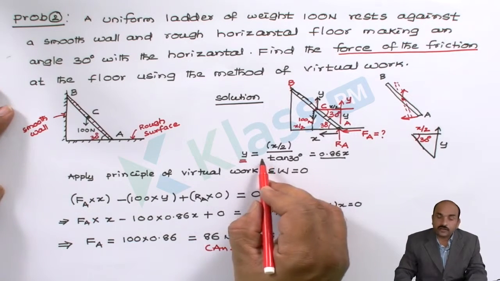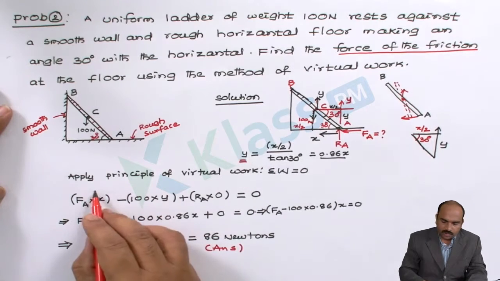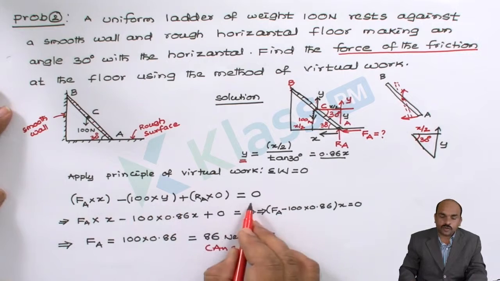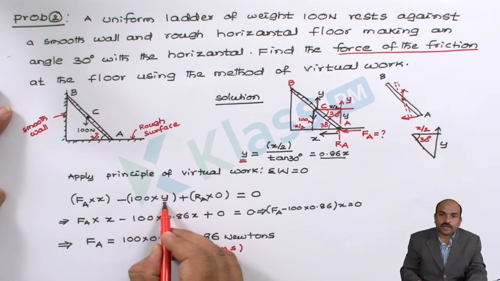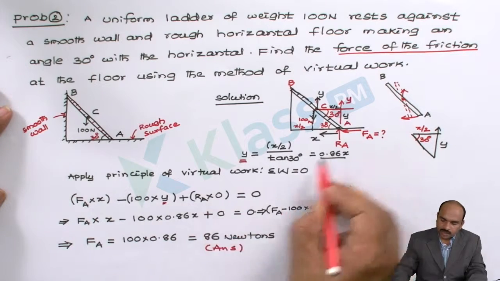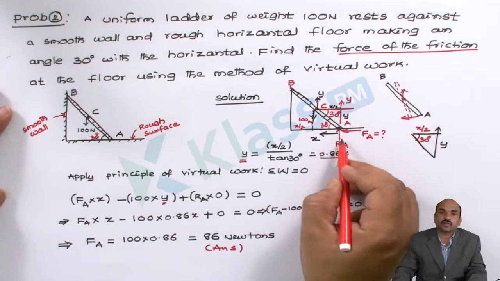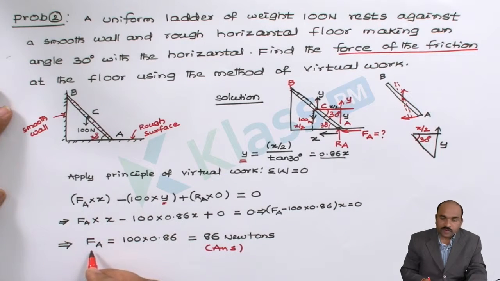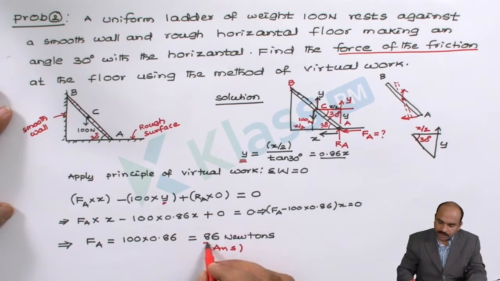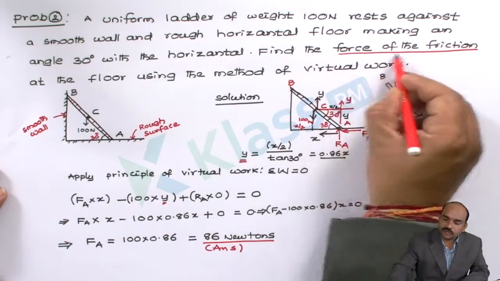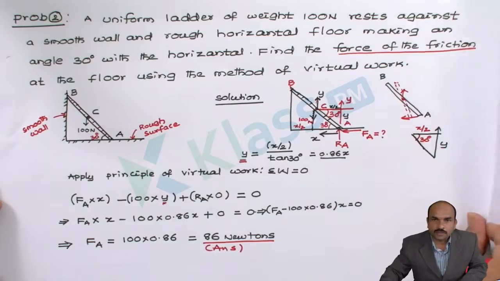From that I have written this equation, and by using the virtual work principle I am writing the work done for each and every force. In place of y I substitute y equal to 0.86x, and RA is multiplied by 0 because there is no displacement at point A. Simplifying this equation, I am getting the frictional force FA as 86 newtons. So this is the required answer. He is asking for the force of friction, so with this the problem is completed.